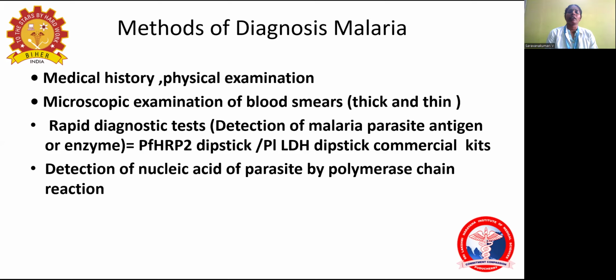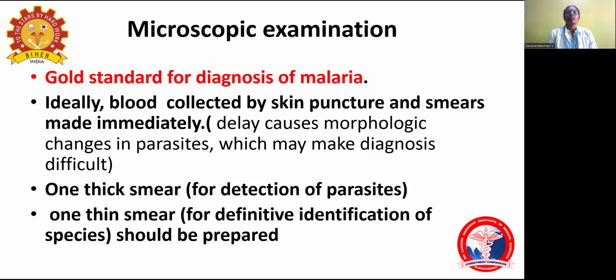And detection of the nucleic acid of malarial parasites by PCR reactions is also identified. Even fluorescent microscopy can be used for the detection of the malarial parasites. We will see in detail about the microscopic examination of the malarial parasites. Microscopic examination of the malarial parasite is the gold standard for the diagnosis of malaria.